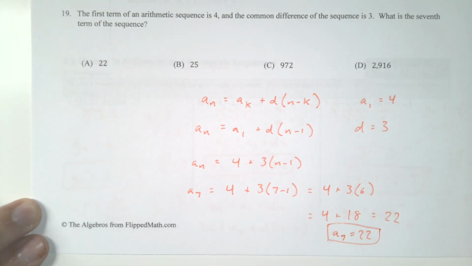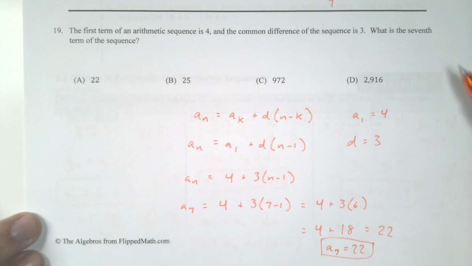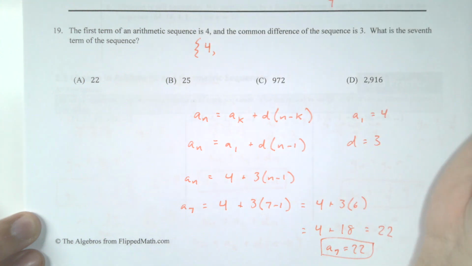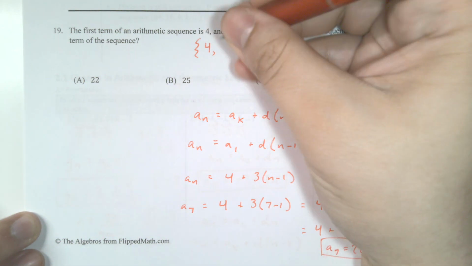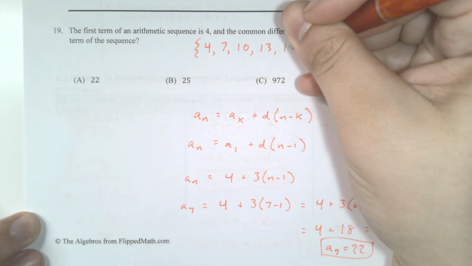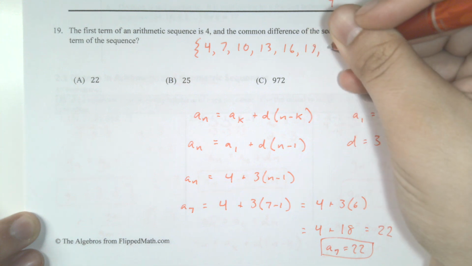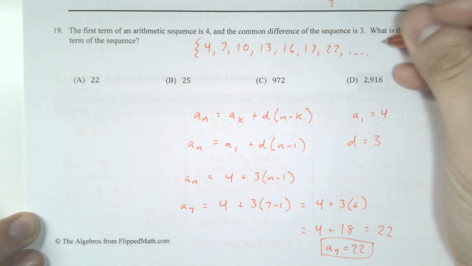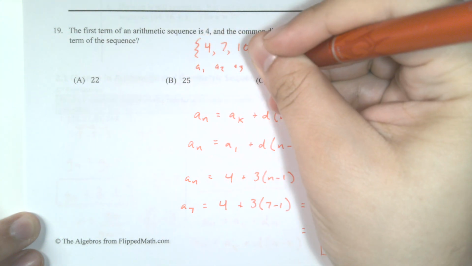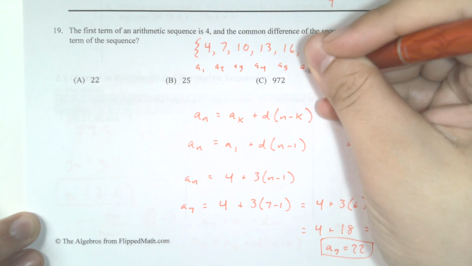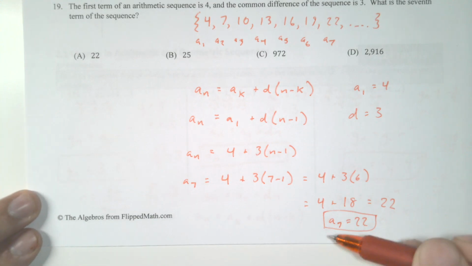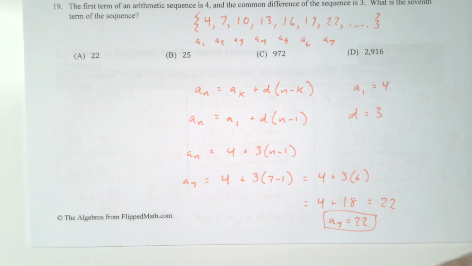We could even verify that, since this isn't a very long sequence. If we start with 4, and we're adding 3 every time, 4 plus 3 is 7, plus 3 is 10, plus 3 is 13, plus 3 is 16, plus 3 is 19, plus 3 is 22. And look at that: a sub 1, a sub 2, a sub 3, a sub 4, a sub 5, a sub 6, a sub 7. A sub 7 is 22. And so we know that our formula works.